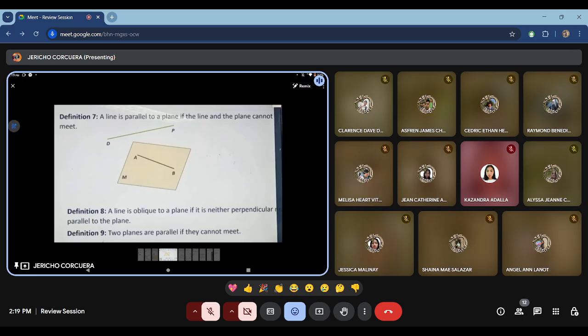Then, two planes are parallel if they cannot meet. No? Yung dalawang planes na pinagtagpo, pero di tinadhana. Kasi nga parallel eh. Hindi sila pinag-meet. Parallel sila. Nagtagpo lang, pero hindi tinadhana yung dalawang plane.